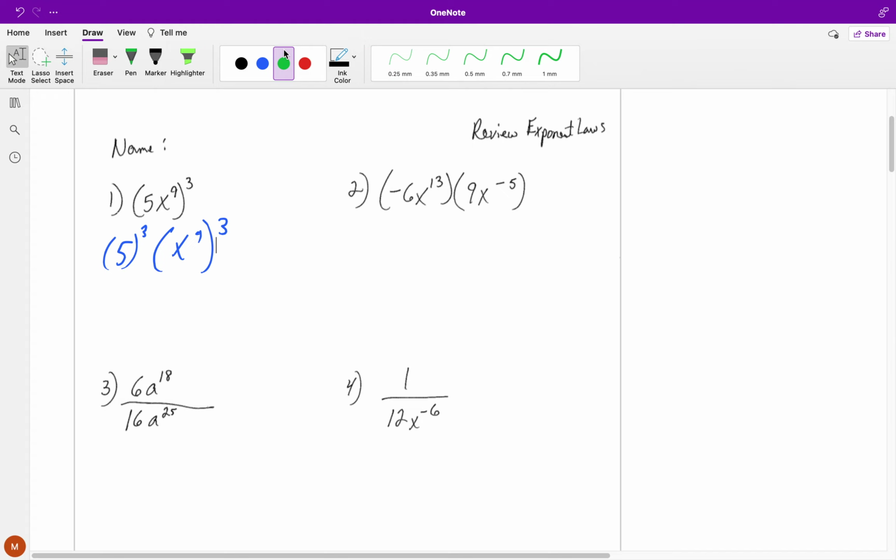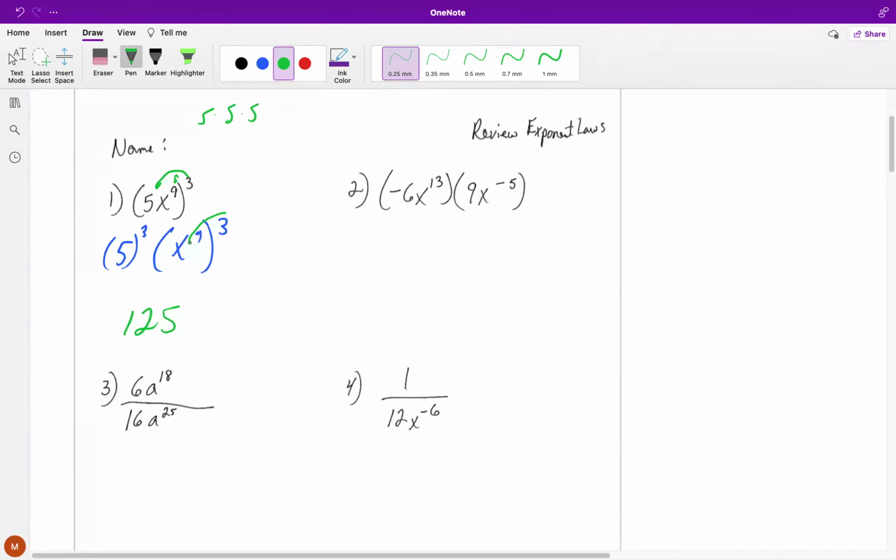You're not treating your coefficient or the numbers like numbers. You're applying the power rule to them when they're not being raised to a power. So this cube gets distributed, if you want to think of it like that, to both the 5 and the x to the 9th. Well, 5 cubed is 5 times 5 times 5, or 125.